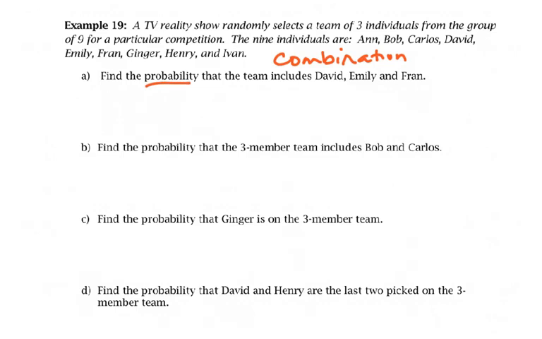So I'm not finding out how many ways can they do something, but what's the probability that your team includes David, Emily, and Fran? And so if I want a team with those 3 people on it, how many ways can I get that? Well, there's only 1 group. It can go David, Emily, Fran, or Fran, Emily, David, or Emily, David, Fran, I don't know. So there's only 3 people that we're going to choose from.